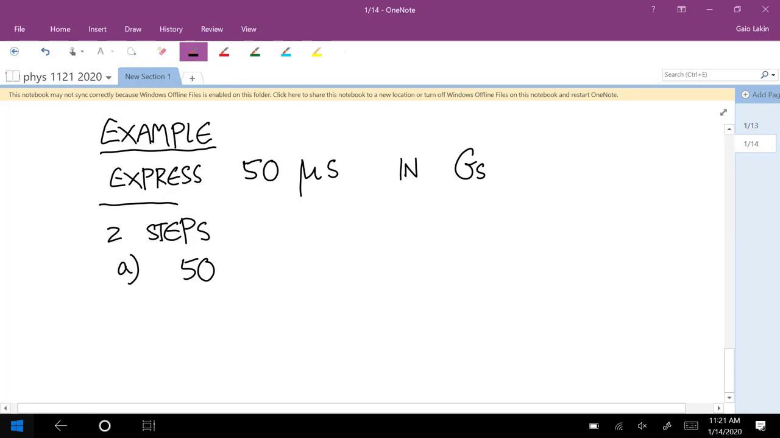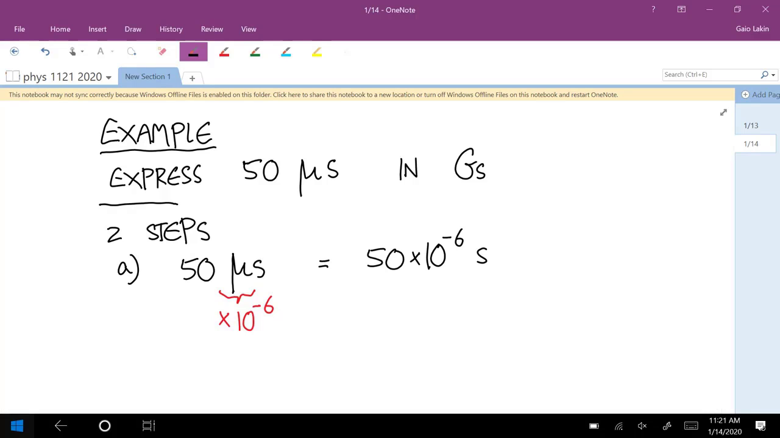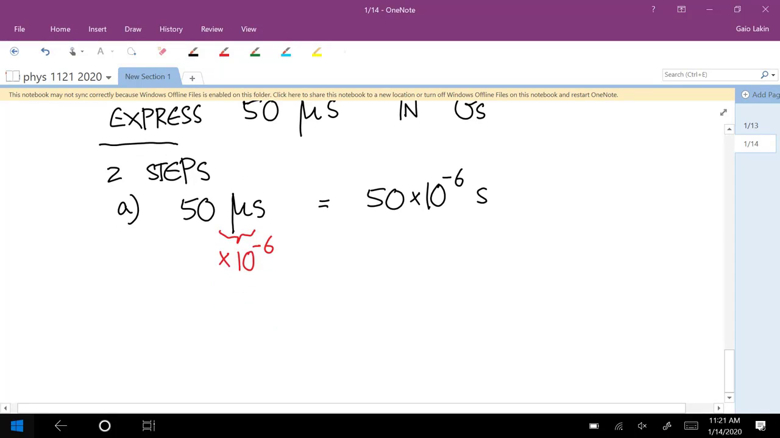So 50 microseconds. This micro just means times 10 to the minus 6. So this is equal to 50 times 10 to the minus 6 seconds. So getting rid of the prefix is easy. And now we have to add a new prefix.